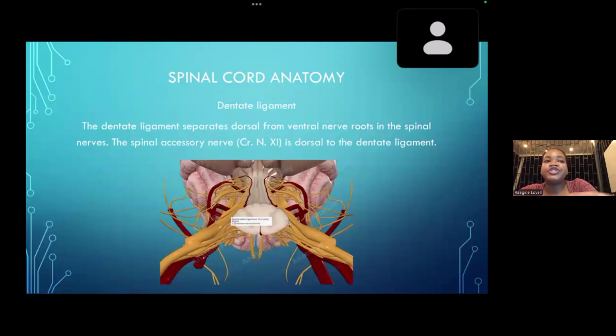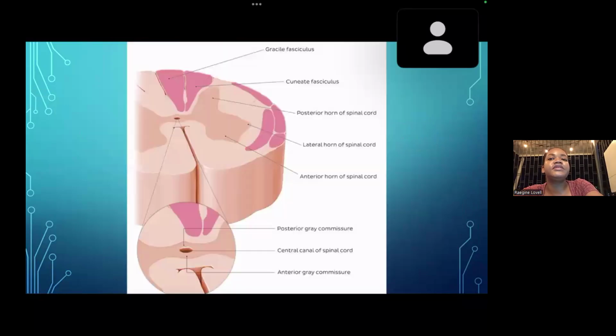This slide just has an image showing the dentate ligaments, which separates the dorsal from the ventral nerve roots in the spinal nerves. We have another image here to get a closer view of the gray and white matter. So the gray matter of the spinal cord is the butterfly-shaped structure, which is functionally divided into the anterior, posterior, and lateral horns. At the center of the spinal cord is the central canal, which is filled with cerebrospinal fluid and is the most terminal part of the ventricular system.